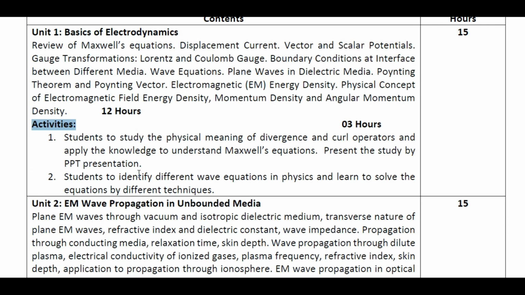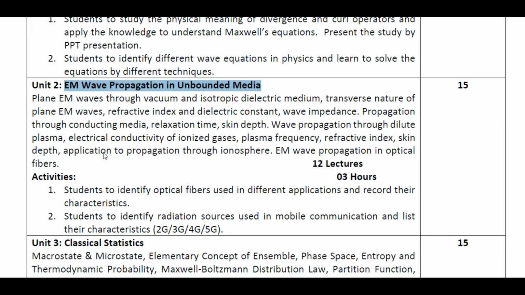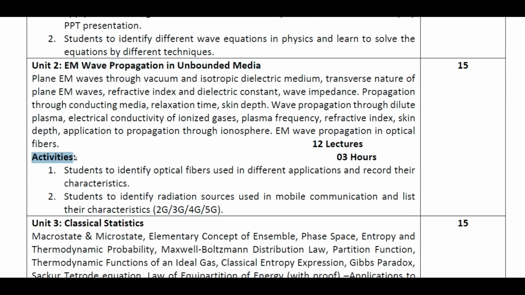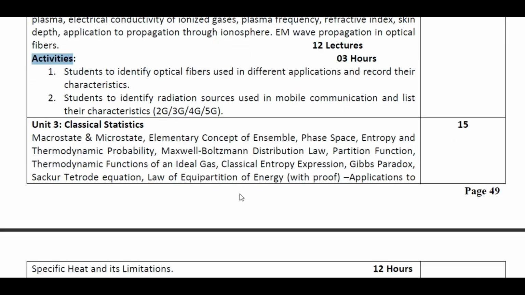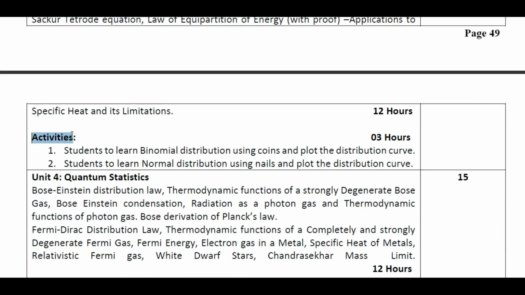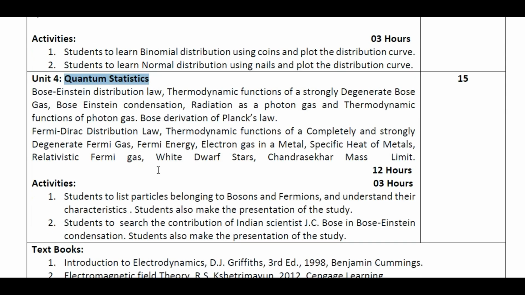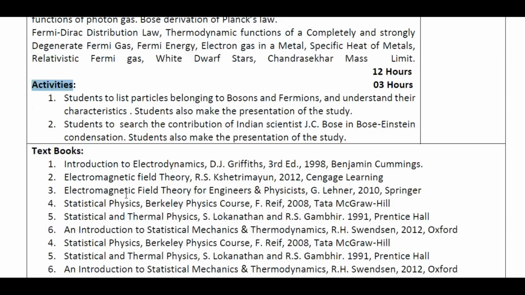The second unit is on EM wave propagation in unbounded media. Based on the second unit there are activities given for 3 hours. Similarly, the third unit is on classical statistics, and activities are given for this unit. The fourth unit is on quantum statistics, and based on quantum statistics, activities need to be performed. These are the textbooks you can refer to for this subject.